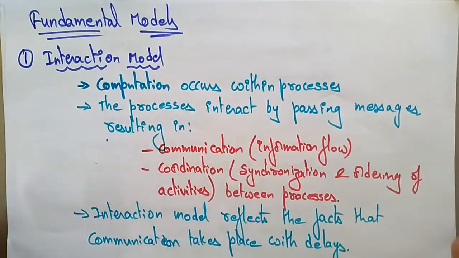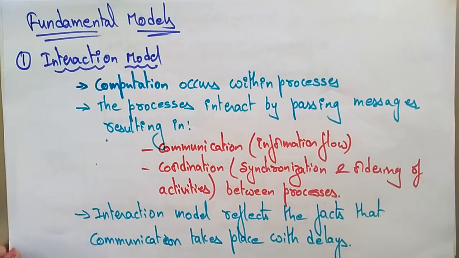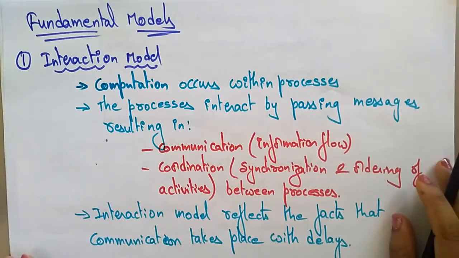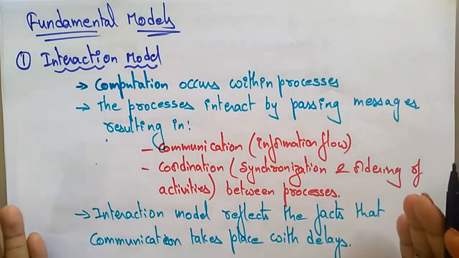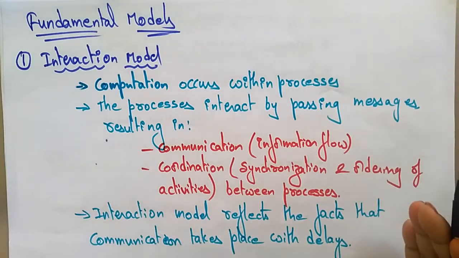So far we had seen the architectural models. The architectural models are of two types: one is the client-server model and the other is the peer-to-peer model. Now let's see the fundamental models. There are three different types of fundamental models. Let's see them one by one. The first one is the interaction model. Interaction model means how the systems are going to communicate.